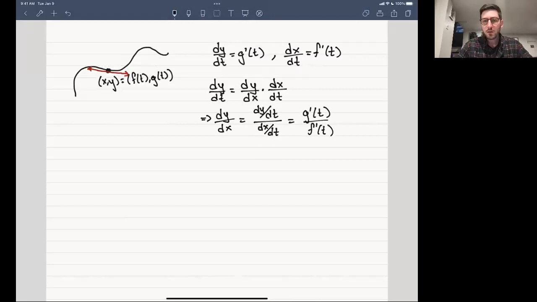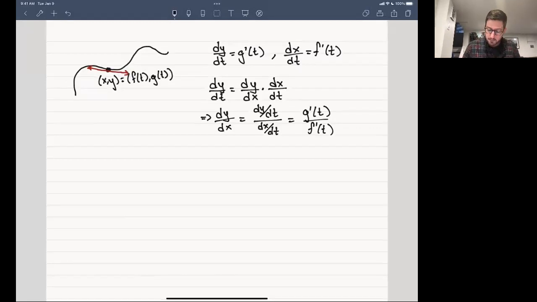Now, there are, of course, nuances that come with this that we're going to sweep under the rug. We need to be able to divide by the derivative of x with respect to t, so it has to be non-zero, and every time we take derivatives, we have to ask ourselves, does the derivative actually exist? So we're going to sweep that under the rug for the time being. We don't have to think about it. Just think about this as a purely formal exercise here.